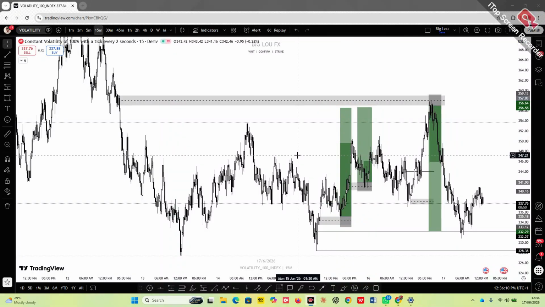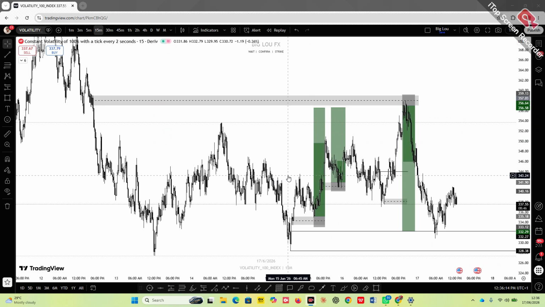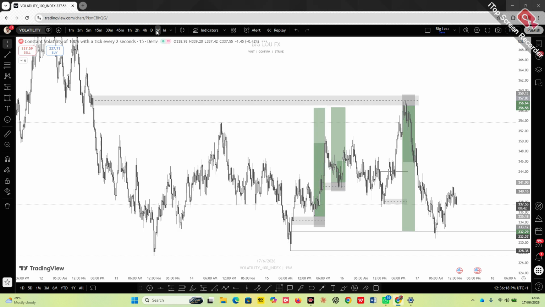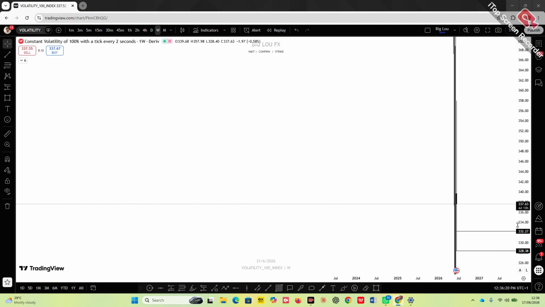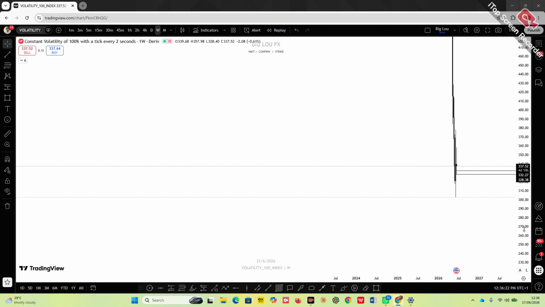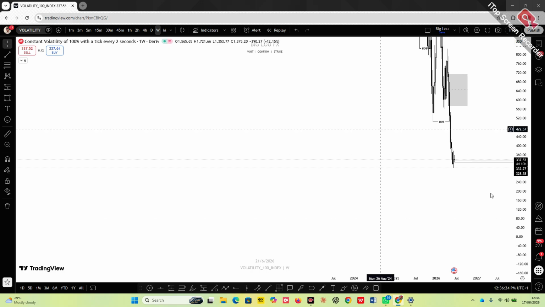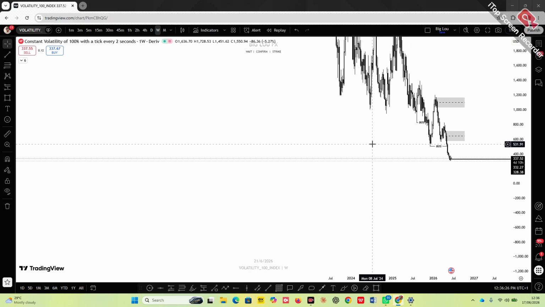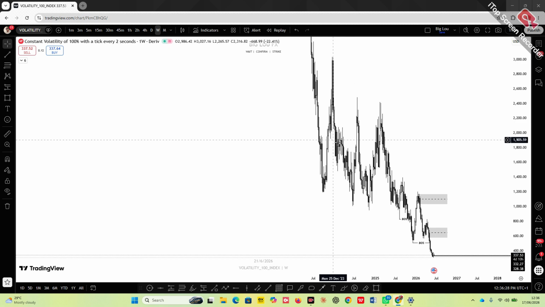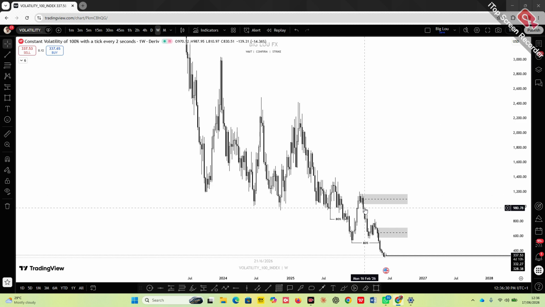All right, this is a trade breakdown on Vix50. Anytime you want to look at the market, you start from the weekly. At the end of a week, always start from the weekly. This pair is bearish.